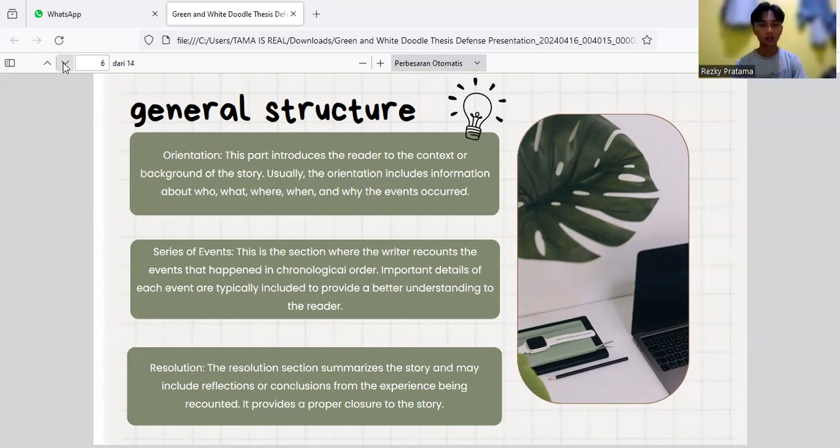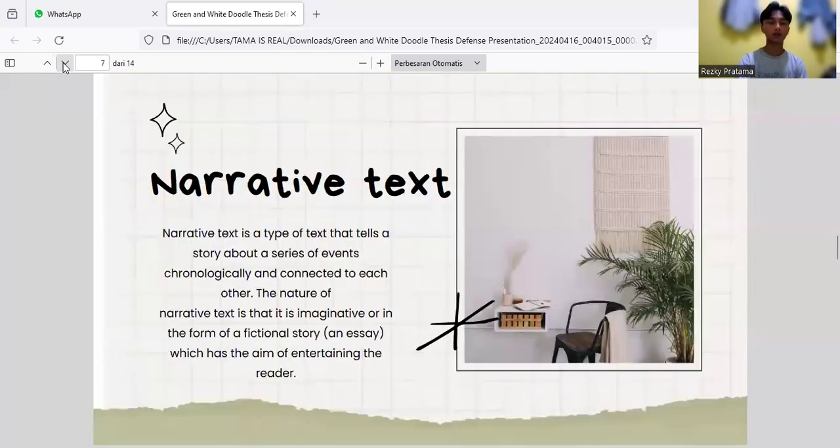The resolution section summarizes the story and may include reflection or conclusion from the experience being recounted. It provides a proper closure to the story. Next, we talk about narrative text.